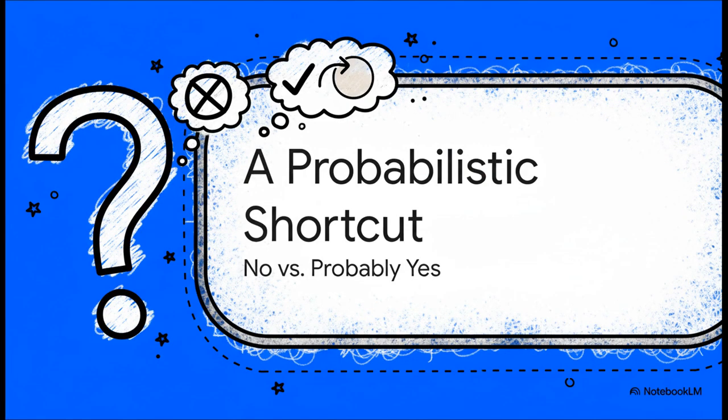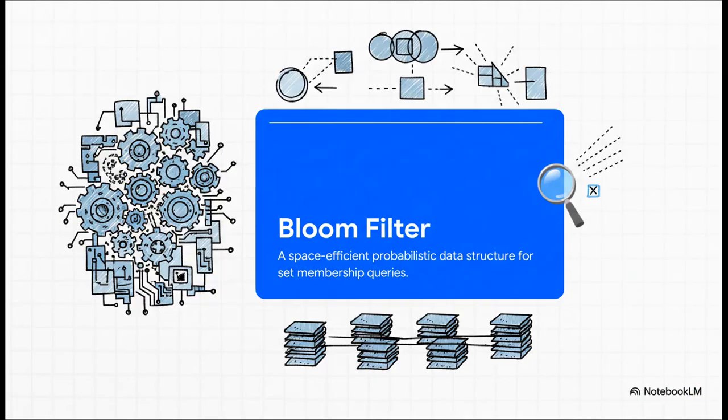And this is exactly what leads us to the solution, a probabilistic shortcut. See, instead of giving you a simple binary yes or no, the Bloom filter offers a much more nuanced and, as it turns out, an incredibly powerful set of answers. Okay, so what is this thing officially? Well, the formal definition is a space-efficient, probabilistic data structure that tests whether an element is a member of a set. Now, the two most important words in that whole sentence are space-efficient and probabilistic. That's where all the magic happens.